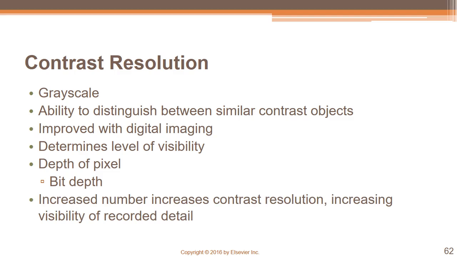That increases the contrast resolution within the image. And then the image with increased contrast increases the visibility of recorded detail and the ability to distinguish among small anatomic areas of interest. So now that we're talking about contrast, your brightness was a window level, and that is the overall darker or lighter. Now we're talking about grayscale, and with grayscale we can actually determine between similar contrast objects. So an increased number of pixels increases contrast resolution, increasing the visibility of recorded detail.